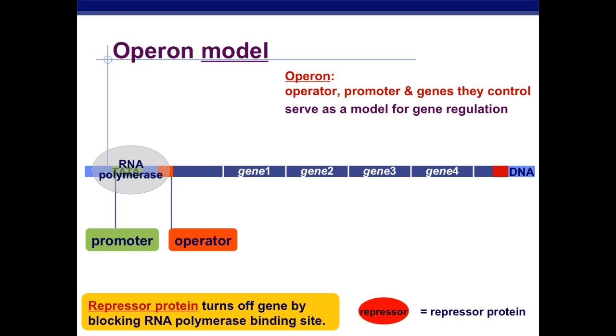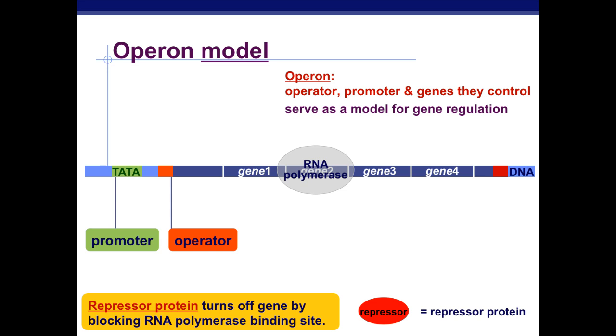So the operon model: you have the operon, the promoter, and the genes they control. They serve as a model for gene regulation. Below, you have your RNA polymerase at the top box, which is your promoter site. You have your operator, where a repressor can bind to prevent the RNA polymerase from transcribing the genes.